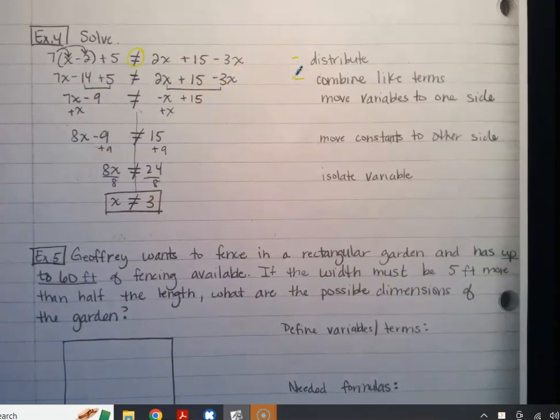Now we have to combine like terms. Here we combine negative 14 with 5. Over here it was 2x with negative 3x. Those are our like terms. Questions about that?